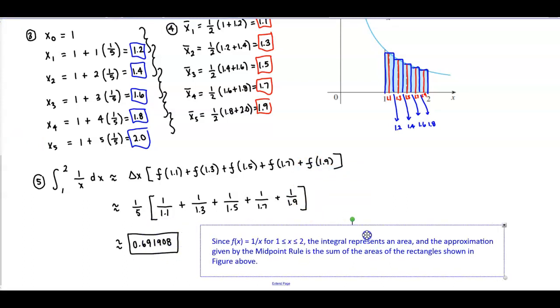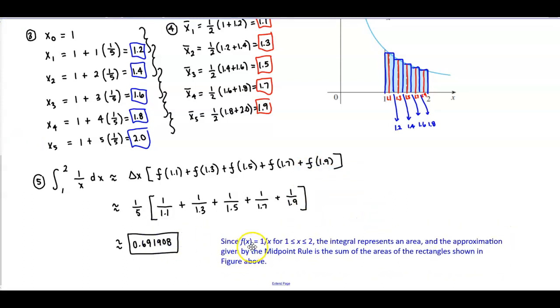Now the last thing we can state is that since the function, which is equal to 1 over x, is for when x is between 1 and 2, the integral represents an area, and the approximation given by the midpoint rule is the sum of the areas of the rectangles that are shown in this figure above.